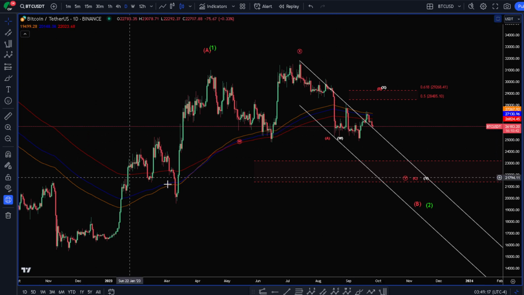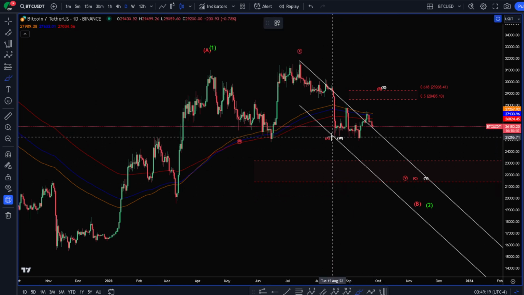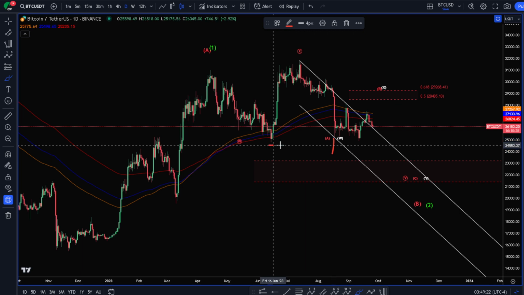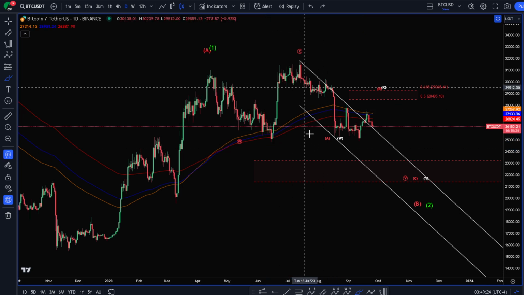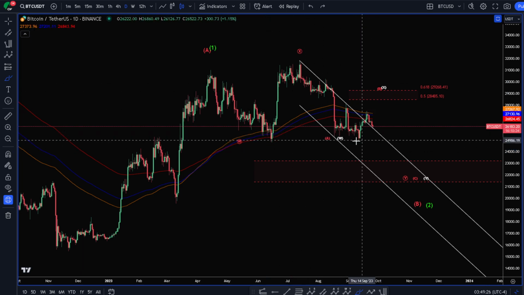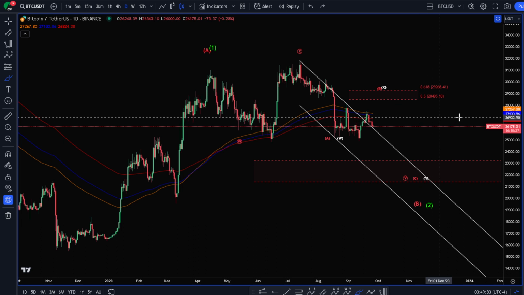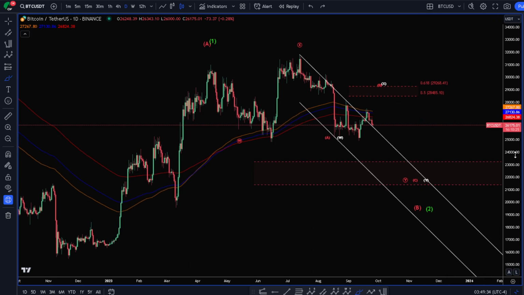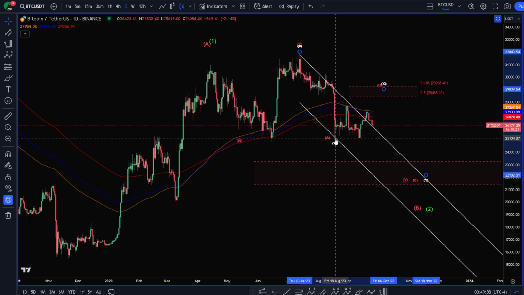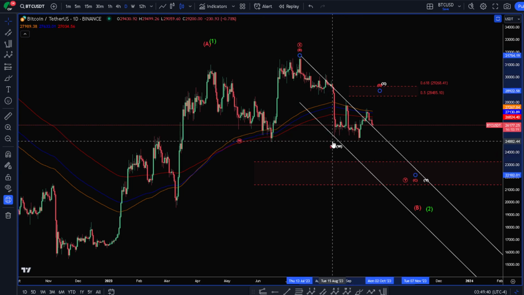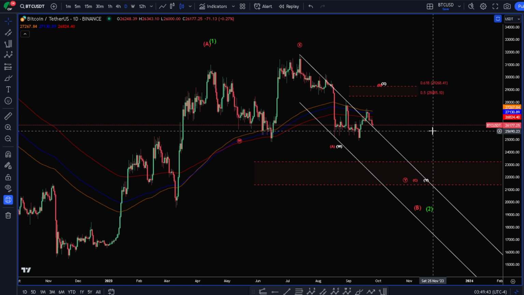And on some exchanges, this actually pierced this low. On Binance it didn't. On some exchanges, this low is higher than this low. This low is higher than this low. So it's very confusing at the moment. But I always go with Binance because they have the largest volume. I know it can be manipulated. We have a lot of leverage, but I prefer to go where the volume is.